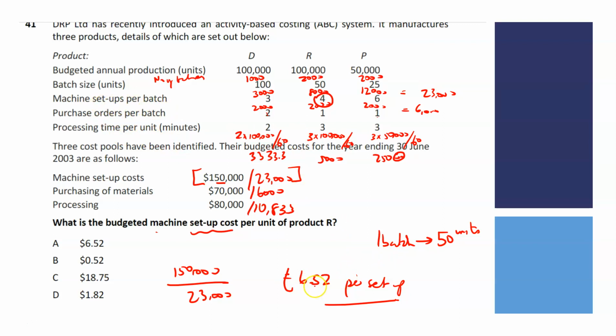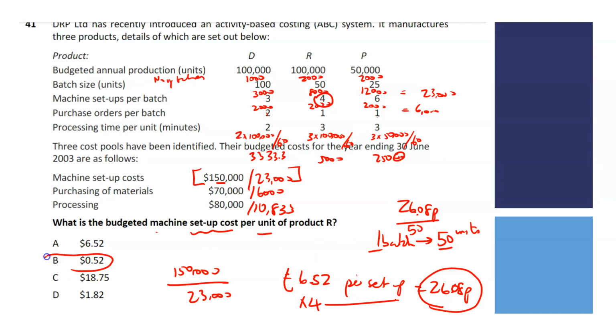So £6.52 times 4 is the total cost of dealing with a batch. So £6.52 times 4 is equal to £26.08. So this is the total cost of dealing with one batch. And in one batch you have 50 units. So when they ask me what is the setup cost per unit, I need to say, well, £26.08 divided by 50 will give me the cost per unit. And I arrive at the lucky number of 52p.